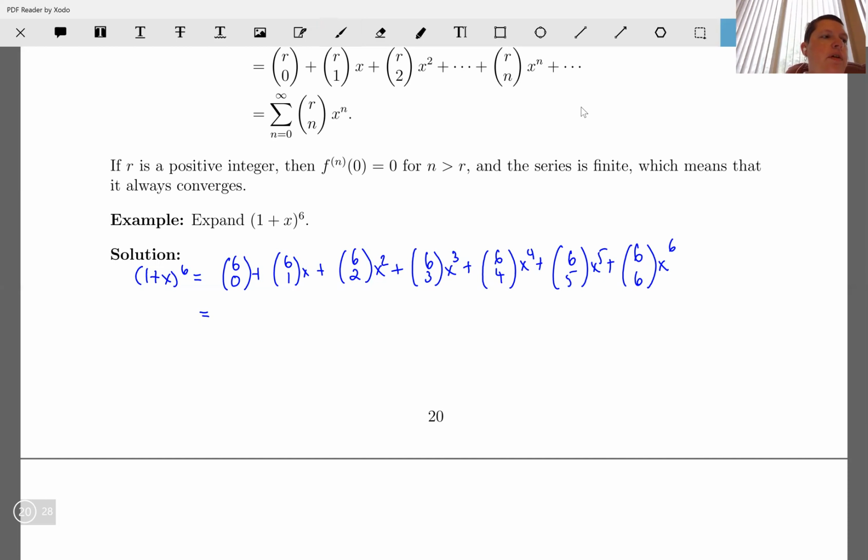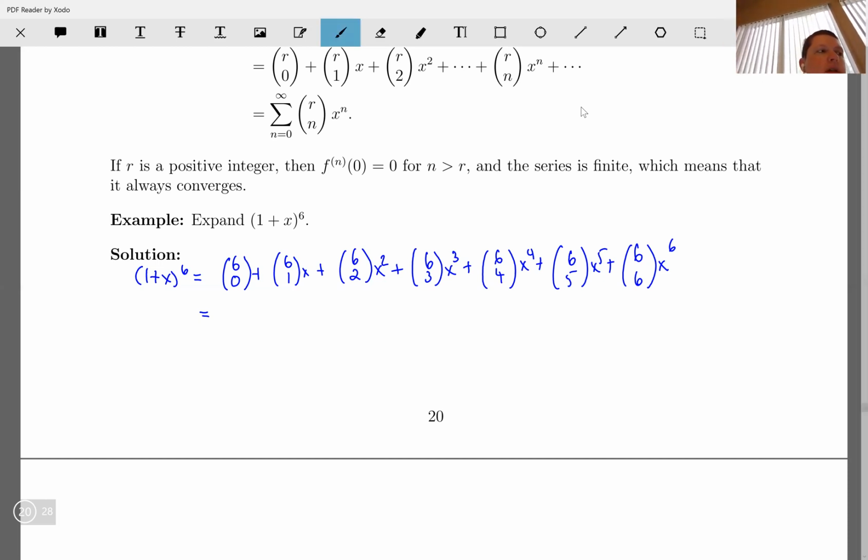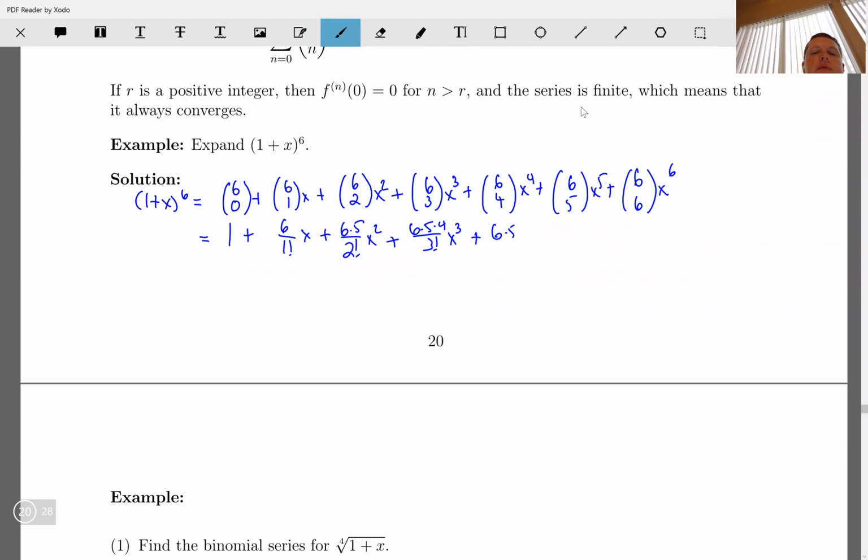Which is pretty straightforward. That's going to give me a 1 plus 6 over 1 factorial times x plus 6 times 5 over 2 factorial x squared plus 6 times 5 times 4 over 3 factorial x cubed plus 6 times 5 times 4 times 3 over 4 factorial x to the 4th plus 6 times 5 times 4 times 3 times 2 over 5 factorial x to the 5th plus, if you think about it, 6 factorial over 6 factorial x to the 6th.